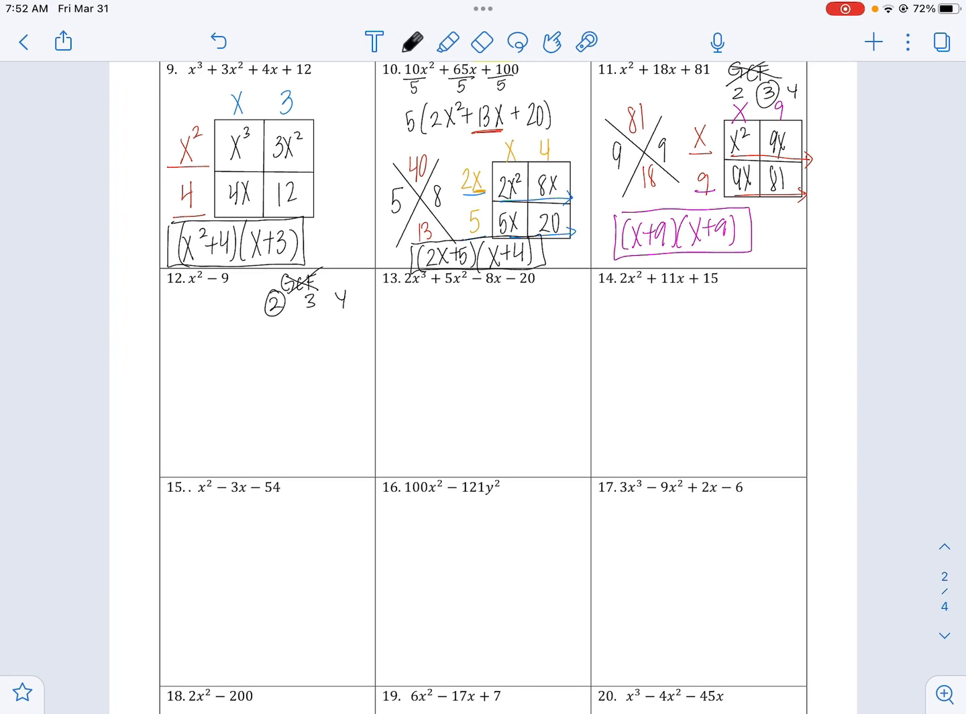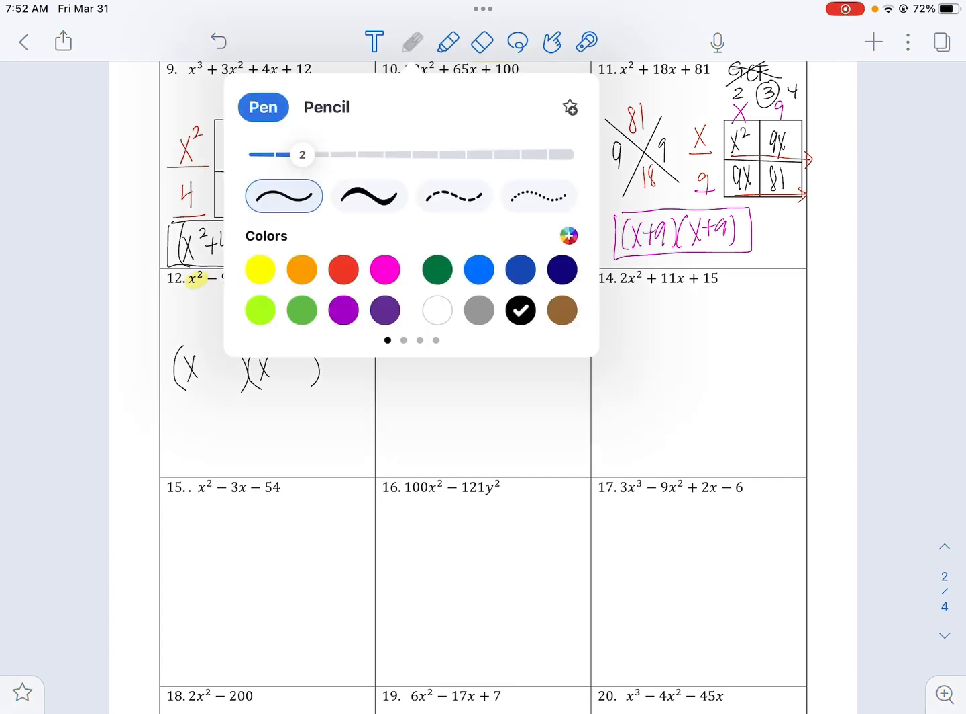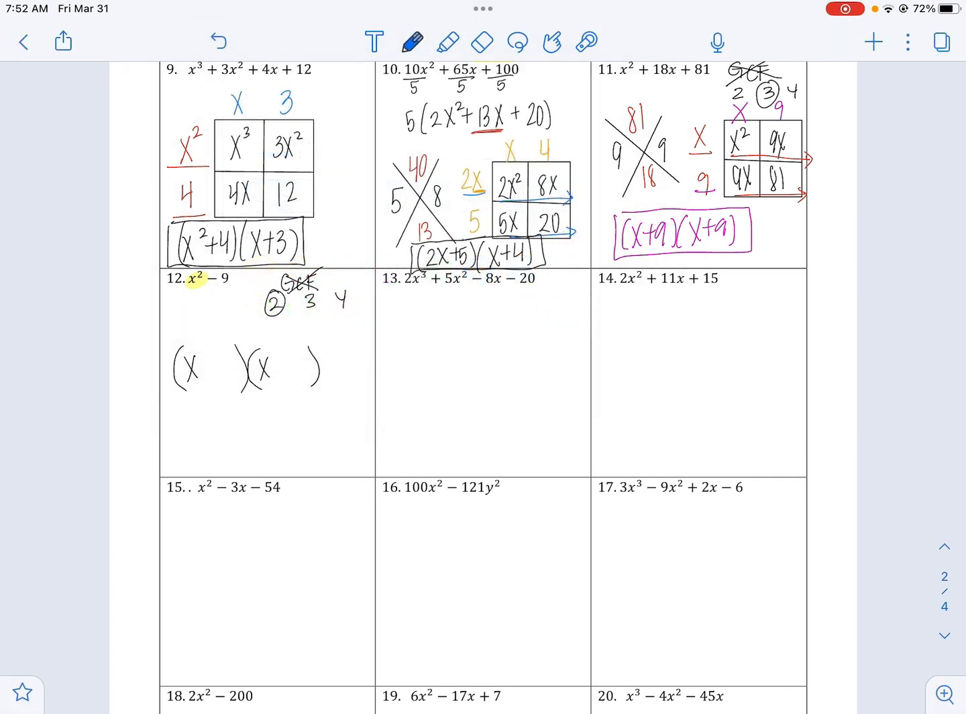This is called a difference of squares. So we're going to go ahead and create parentheses. 2 numbers that multiply to x squared are x and x. 2 numbers that multiply to 9 are 3 and 3. And then since we have a minus sign, we got to make sure we have one plus sign, one minus sign. Good job.